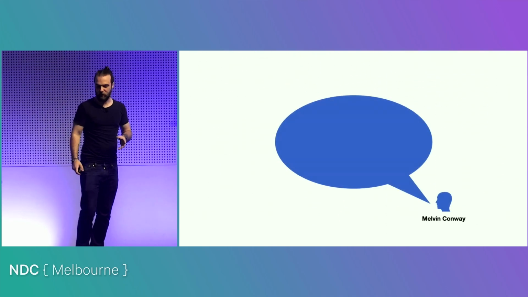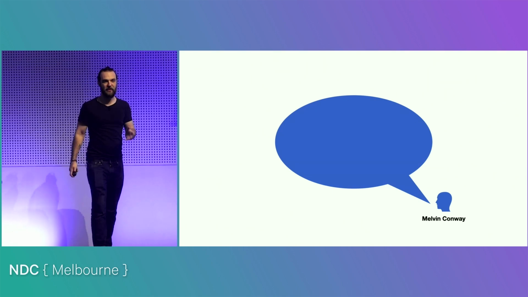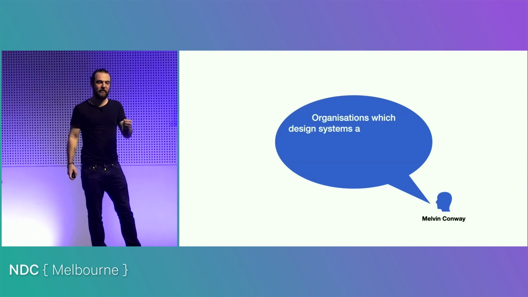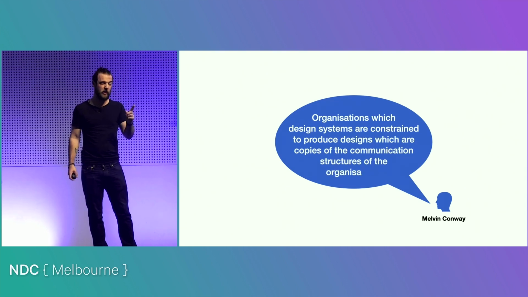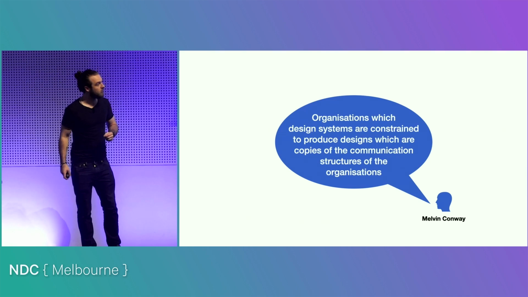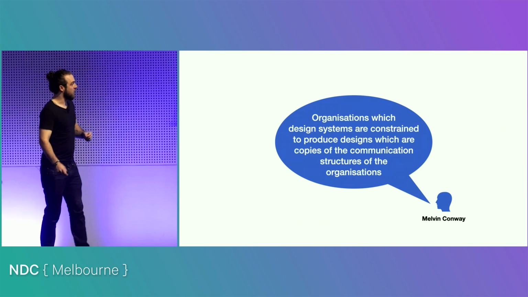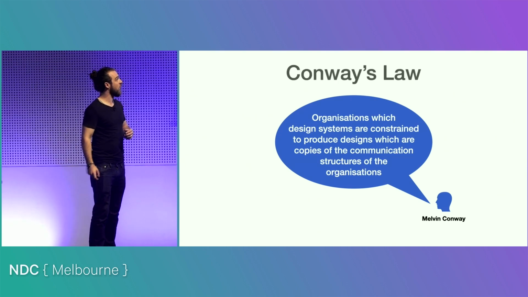Because this guy, Melvin Conway, once said that, see if I can get this right without looking: organizations which design systems are constrained to produce designs which are copies of the communication structures of the organization. How'd I do? Nice. I've done it a few times now. I'm getting there. This is Conway's law.